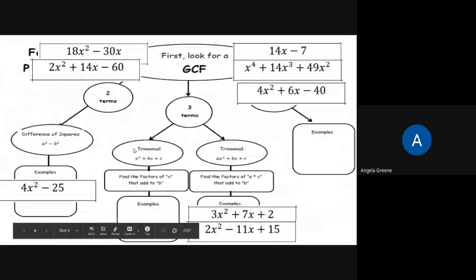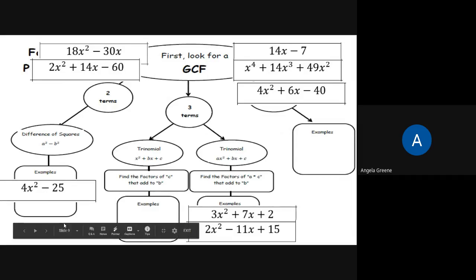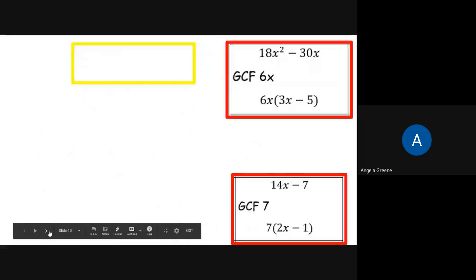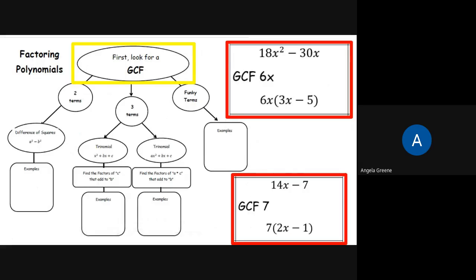So now that we've got them categorized and we've gone through the first layer of the bubbles, let's take a deeper look. So the 18x squared minus 30x and the 14x minus 7. These two fall in the GCF category only, and here's why.